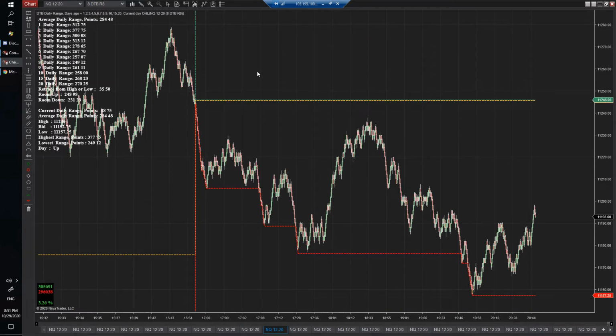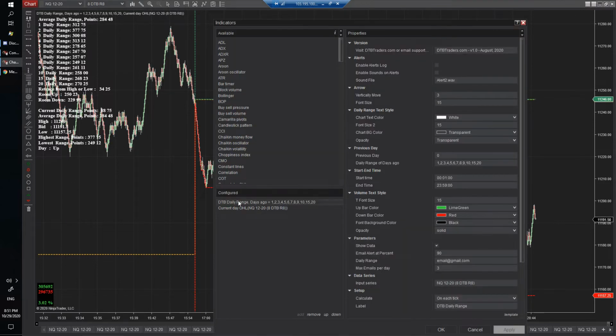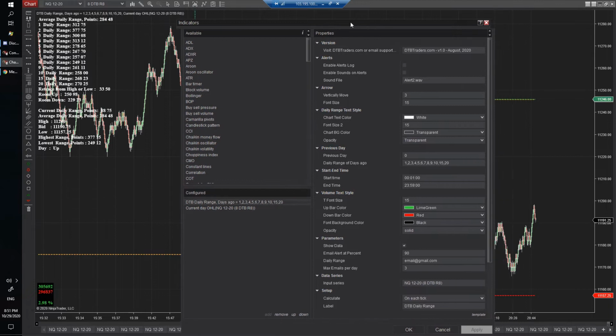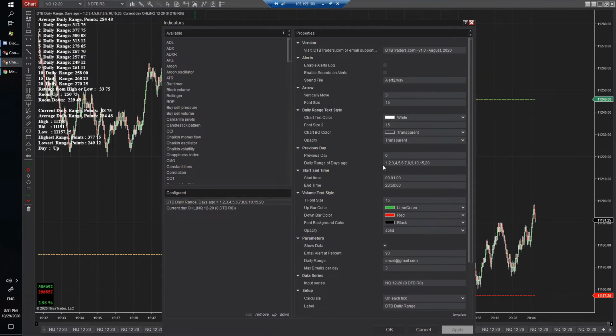The next indicator is the daily range. Now this is quite a phenomenal indicator. So the daily range indicator has got different values in there that you can select. So you could choose which days you want to display. So I've got 1, 2, 3, 4, 5, 6, 7, 8, 9, 10, 15 and 20. So that will display the daily range of those days previously.